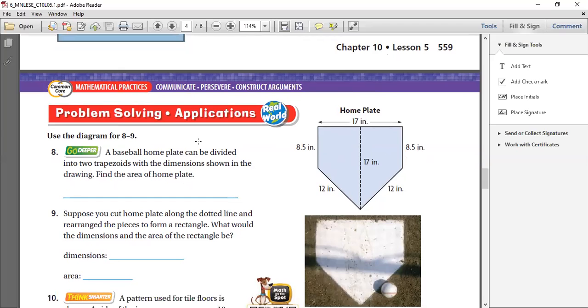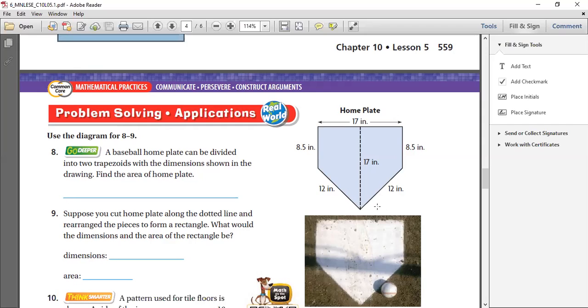A baseball home plate can be divided into two trapezoids. If you see this, this is one trapezoid and this is another trapezoid, with the dimensions shown in the drawing. Find the area of the home plate. So it's like two trapezoids. We find the area of one and then multiply it by 2. As usual, we have the height and the bases, but because two trapezoids are together, it's looking confusing.